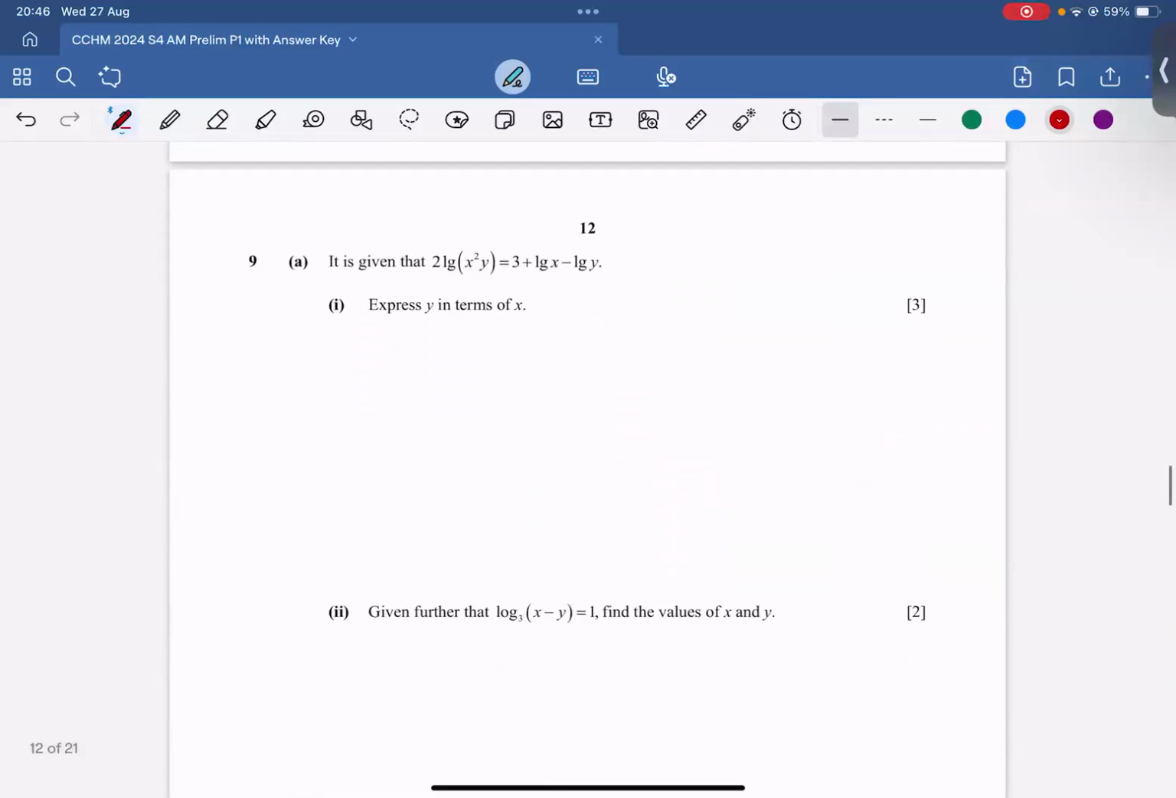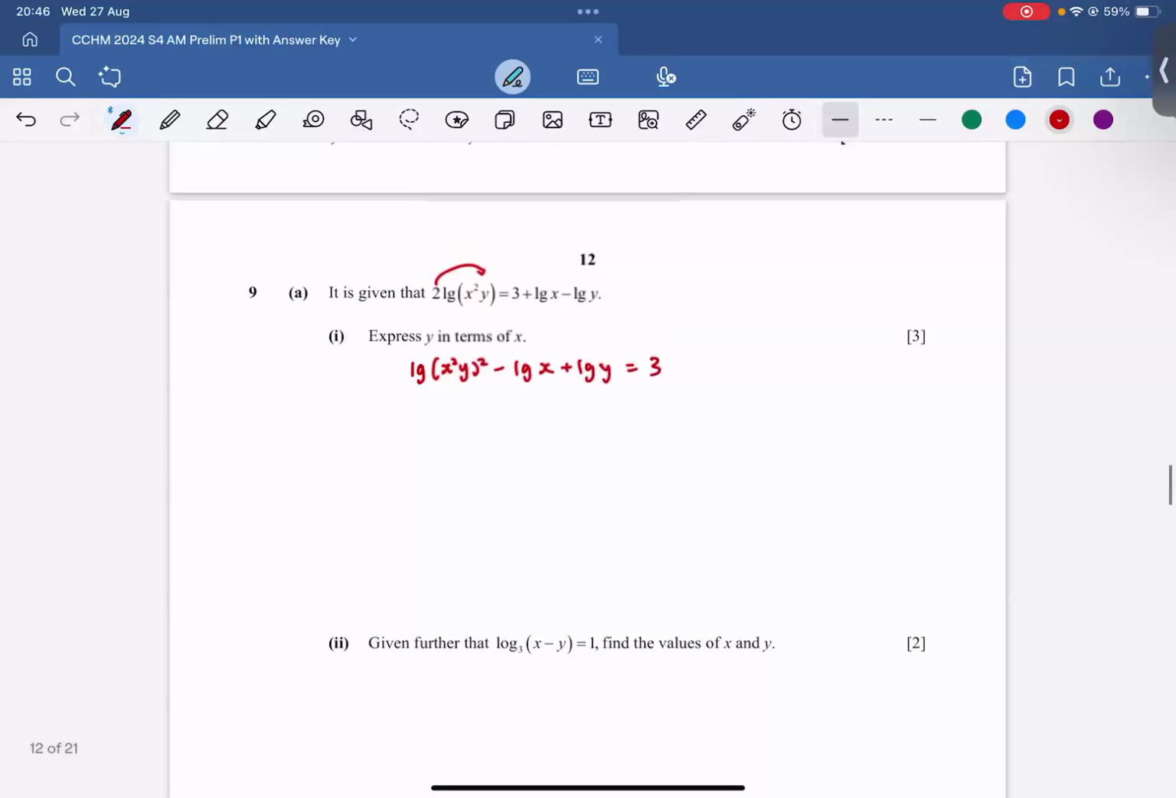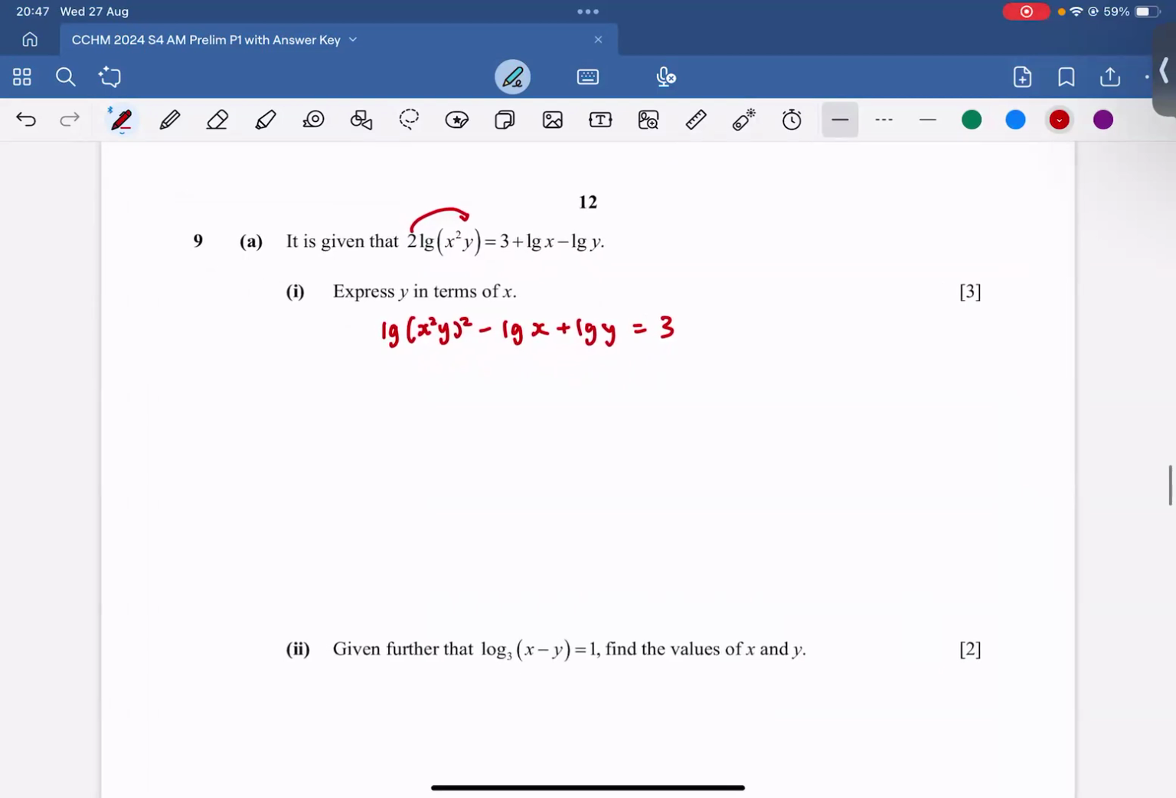Next. It's given that this is this, express this. So remember the first thing that we do with logs is always bring all the logs to one side and combine them together. So what I will do, I will bring this up first. So this will be log of (x squared y) bracket squared. Next, bring all the logs to one side. So I will minus log x plus log y equals 3.